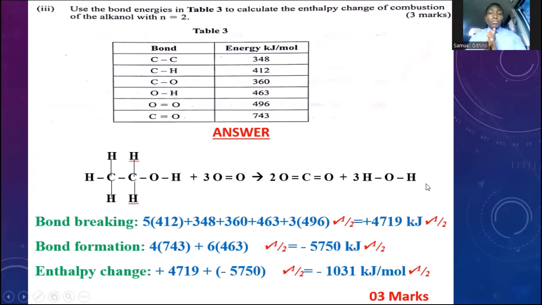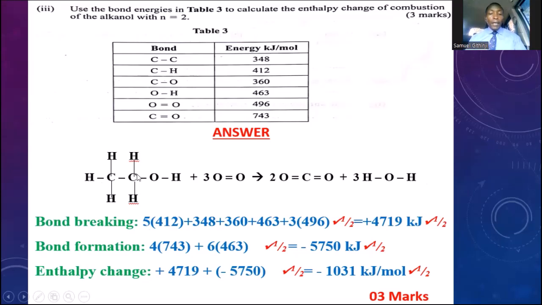You are supposed to draw the open bonding of this equation: how ethanol is structured, oxygen, carbon dioxide, and water. So that you can be able to do what we call bond breaking. All these bonds you see on the left hand side have to be broken before they are formed again to get the products. So like in this case, I have 1, 2, 3, 4, 5.